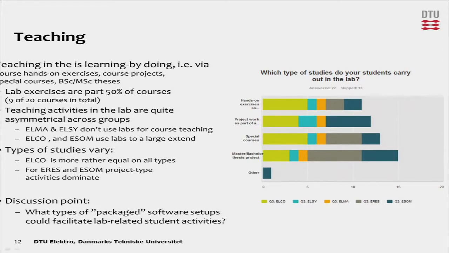For example, we found that ELMO and ESON don't use the lab for course teaching, but it is used quite often in ALCO and ESON. Also, for the type of studies shown in the picture, we can see that it varies quite a lot. ALCO basically covers all these types equally. For the ERIS and ESON groups, project-type activities dominate.